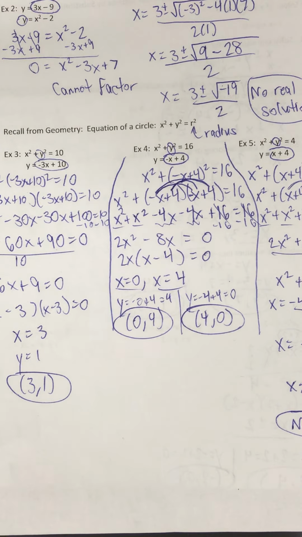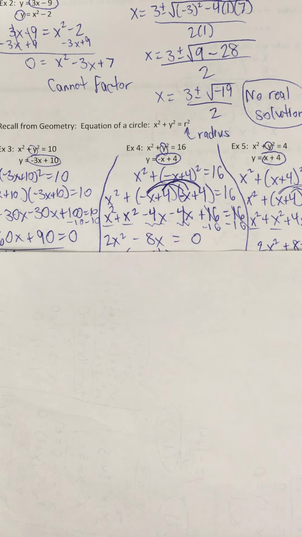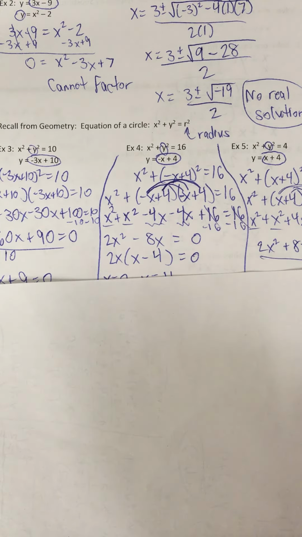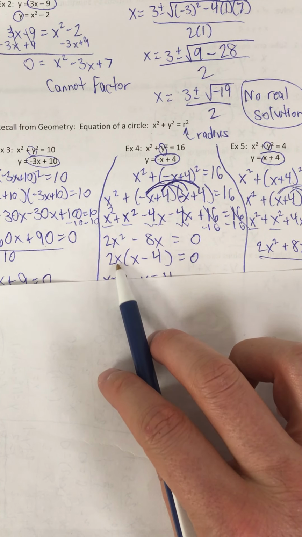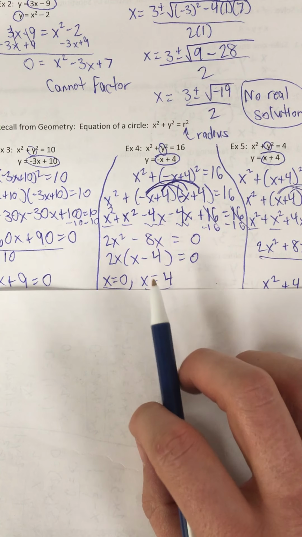Now once you got it to this point, 2x squared minus 8x equals 0, remember what's the first thing you look for when you're factoring? GCF. What can you divide out of this? It's not just 2, it's 2x. You can divide out 2x, and that's going to leave you with x minus 4. So you're going to get two answers. One of them is going to be 4. And what's the other answer when you have x in your GCF? It's 0. X equals 0, x equals 4.